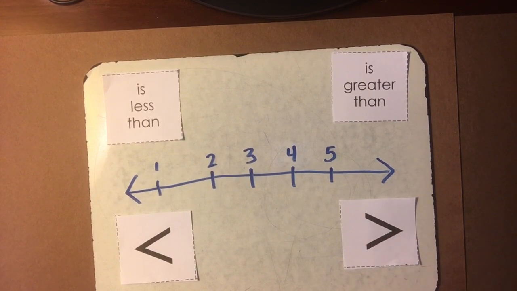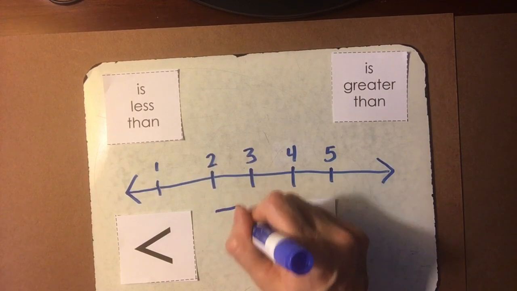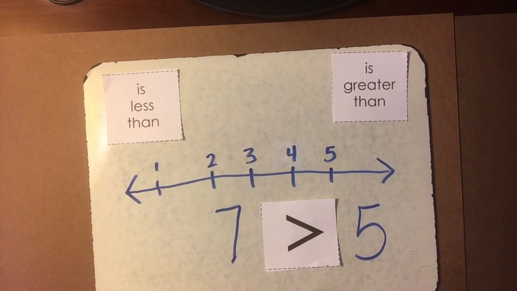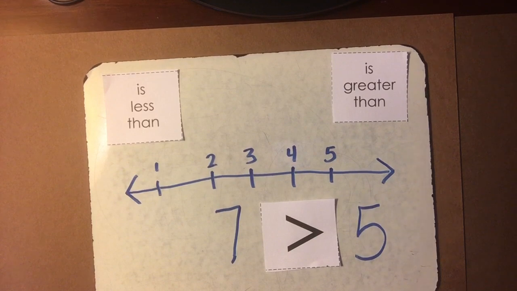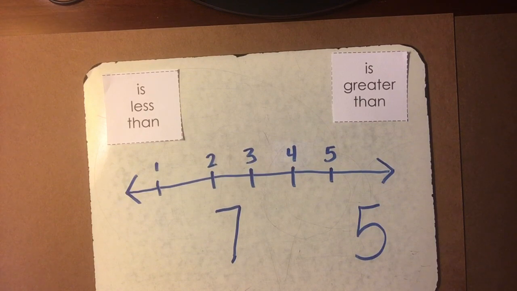So just remember, if it's pointing this way, that means it's going to bigger numbers. But if you're going to use that as a reference, you have to remember that when you have a sentence like 7 is greater than 5, you have to be reading left to right in order for this arrow to look like that. Okay, so that's just a little review of how to remember greater than and less than in terms of using a number line.